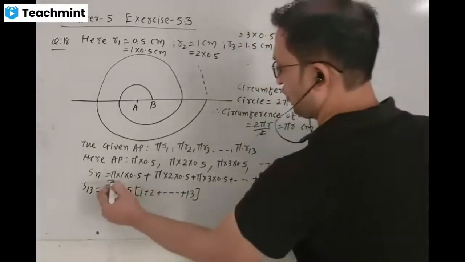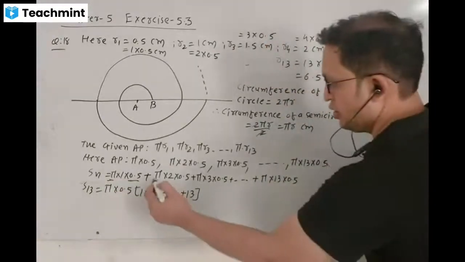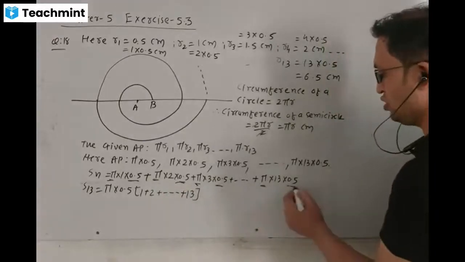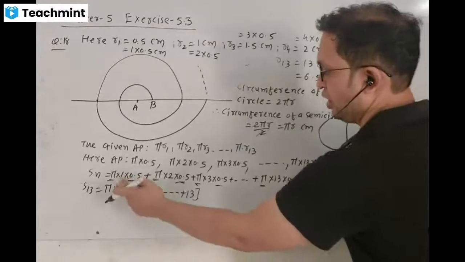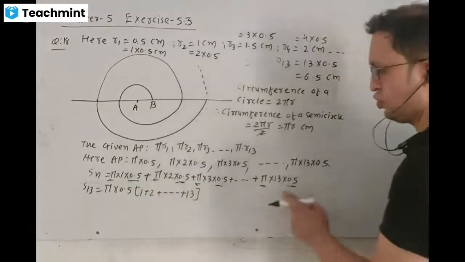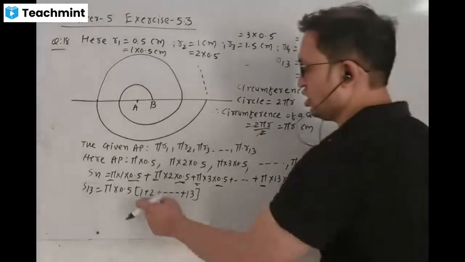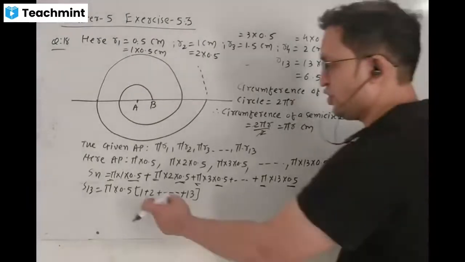Pi and 0.5 are common. Therefore, pi into 0.5 into the bracket 1 plus 2 plus 3 up to 13. This is the sum of the first 13 terms.